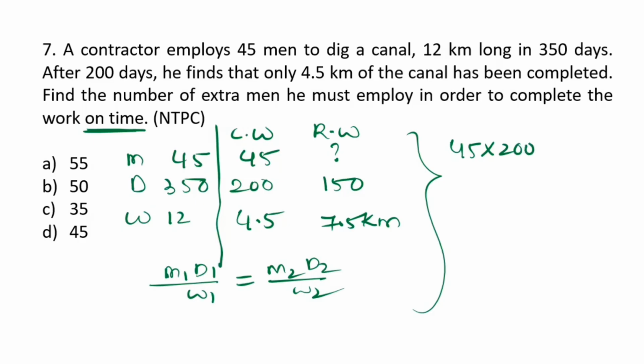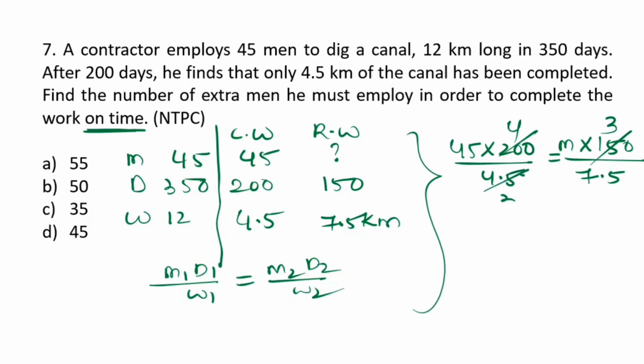45 into 200 divided by 4.5 is equal to M into 150 divided by 7.5. I need to find out M. Okay, how is it going to cancel? 50 into 3 and 50 into 4. Okay, and 4.5 is into 3 and this is into 5. Next, 3 into 1, 3 fives are 45.